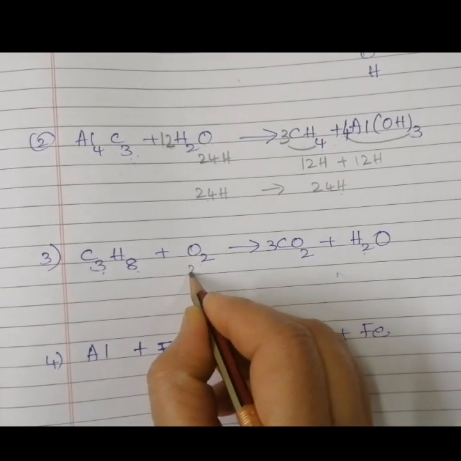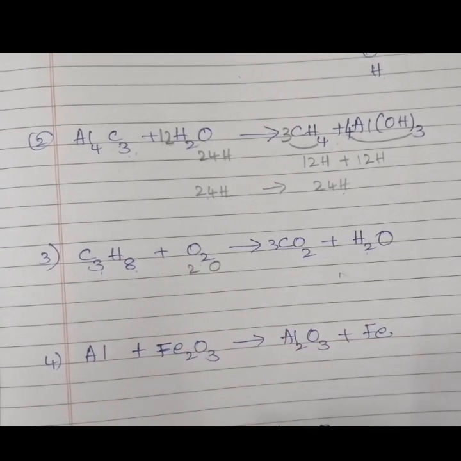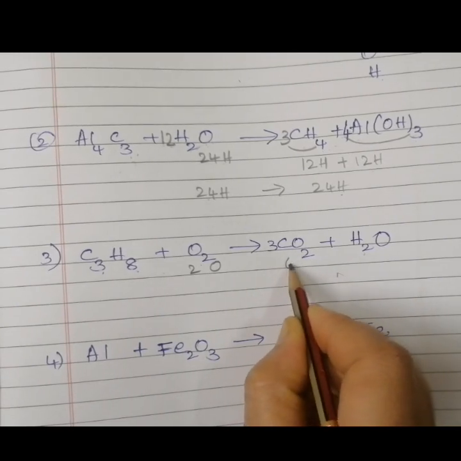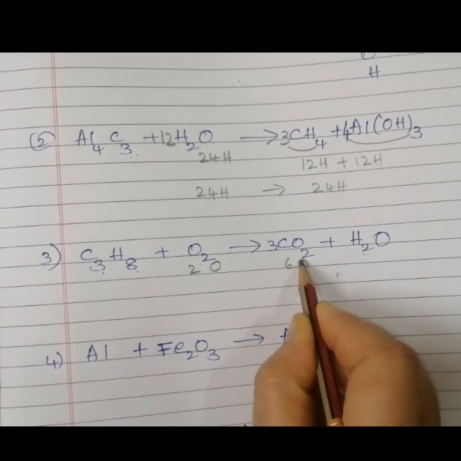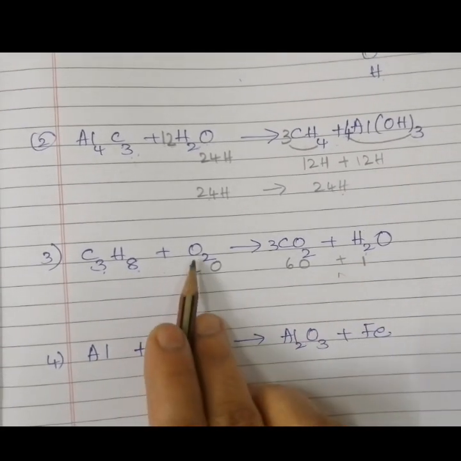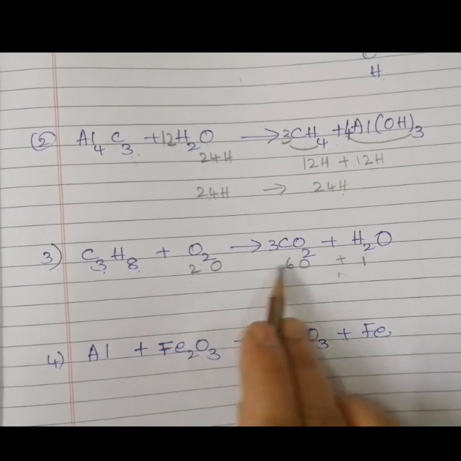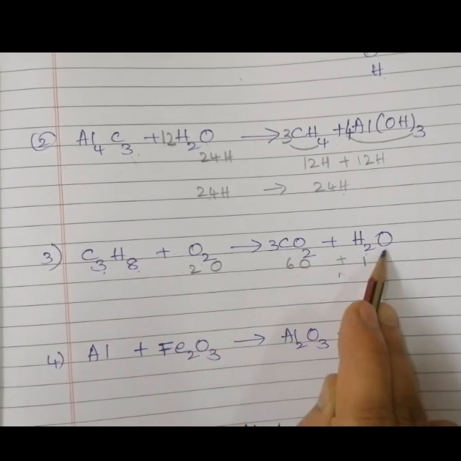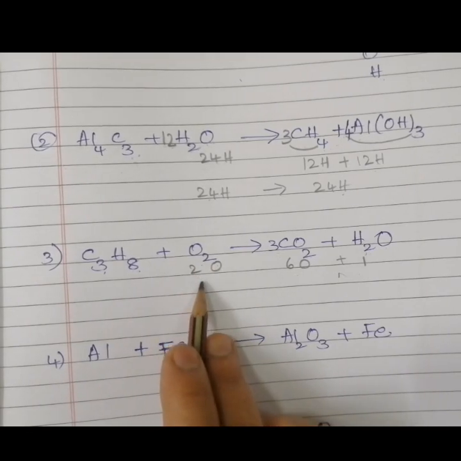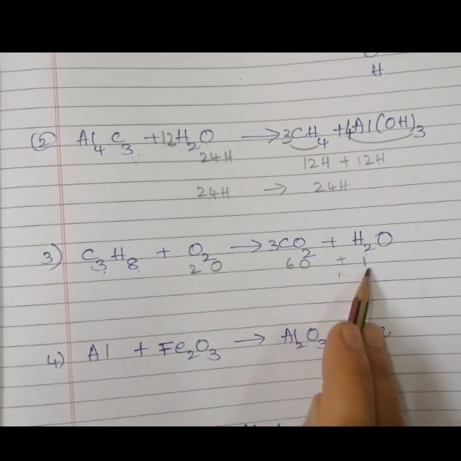Here 2 oxygens are there. Here how many oxygens are there? Here 6 oxygens, and here 1 oxygen, so 7 oxygens are there. See here, on one side we are getting 2 oxygens, and here we are getting 7 oxygens.